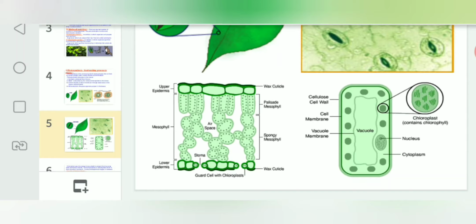You can also observe the internal structure of the leaf, which consists of upper epidermis, mesophyll, lower epidermis. Stoma is a small opening for the exchange of gases, and spongy mesophyll. This is the structure of the internal part of the leaves. Next, we will go for a video on the internal structure of a leaf to make this concept more clear to you.